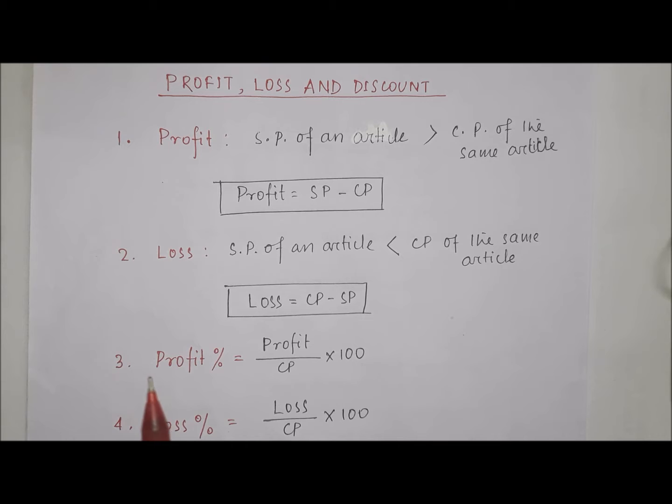Now the next formula we are going to use is profit percent. Profit percent equals profit by CP into 100, and loss percent equals loss by CP into 100. These are the formulas you learned in the previous classes. Go through these formulas and let's solve some problems.